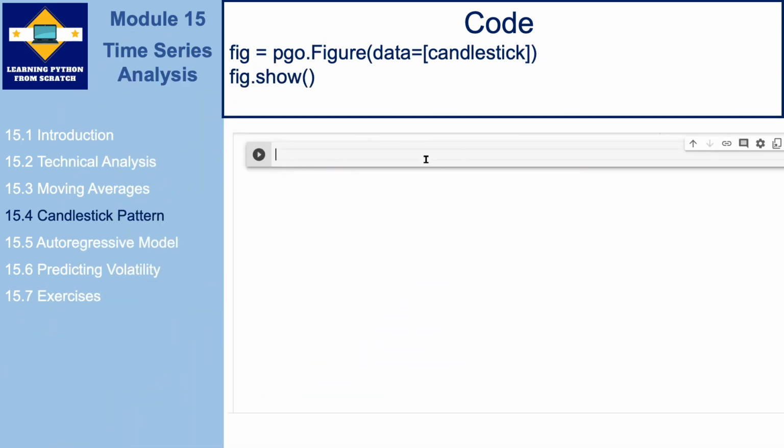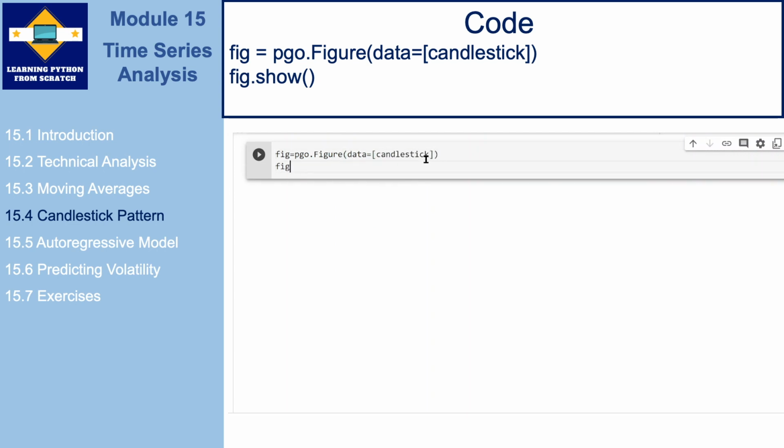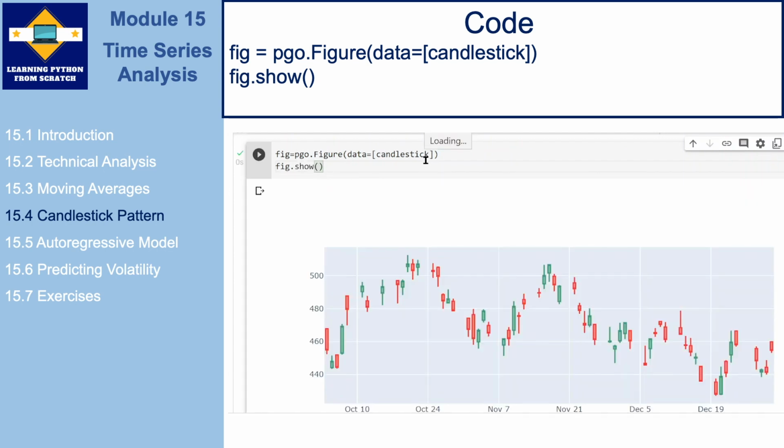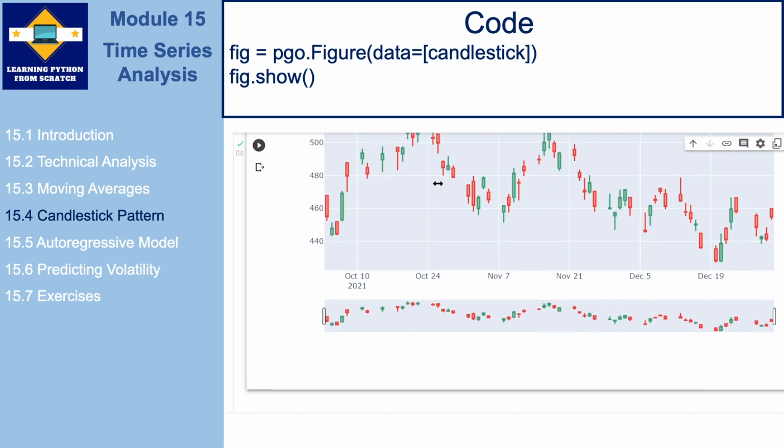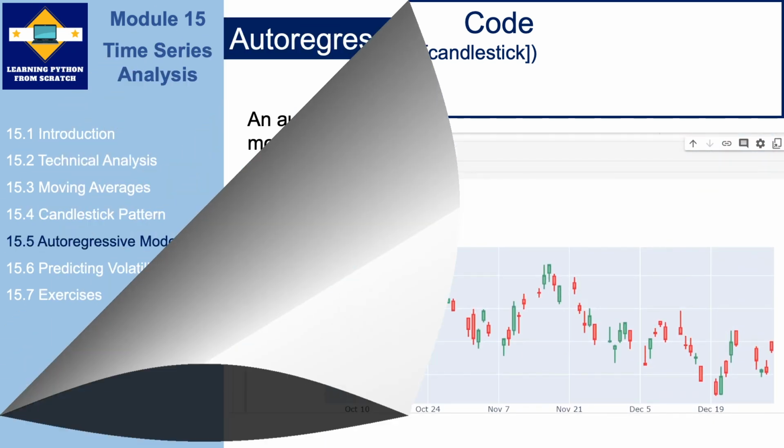So finally, we are going to create the candlestick plot and show it. Here, we use the figure method from PGO, and then we are going to use the candlestick as data. And here you use figure show. Now you should be able to see the candlestick for the stock price that we just collected.